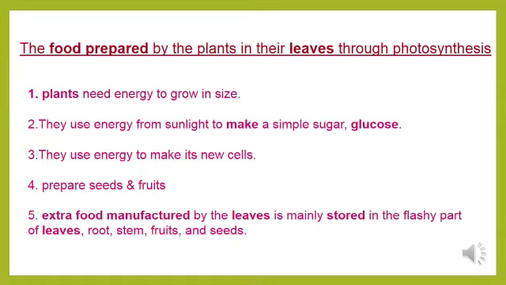They prepare seeds and fruits. They use the energy to make their new cells. They use this energy to make simple sugars like glucose. This glucose can later be converted into the complex form, starch. The extra food manufactured by leaves is stored in certain parts of the plant like leaves, root, stem, etc. Human beings and other organisms consume these parts of plants as their food.